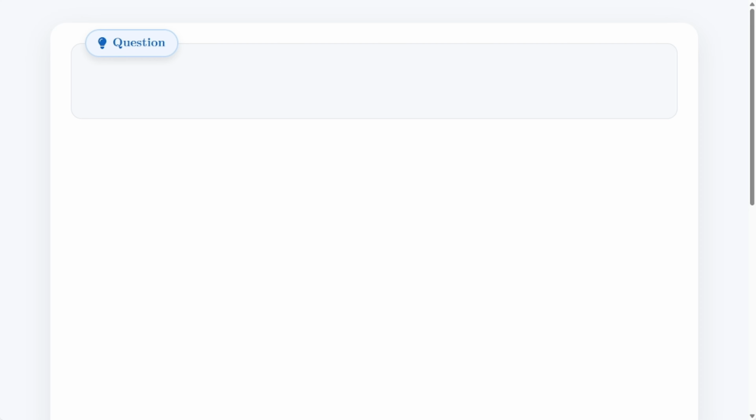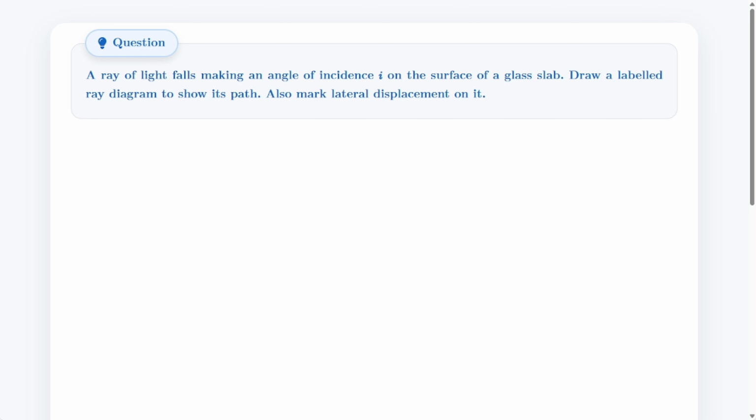Here is a question on refraction. A ray of light falls on a glass slab. Draw the ray diagram and mark the lateral displacement. Let's look at the answer.